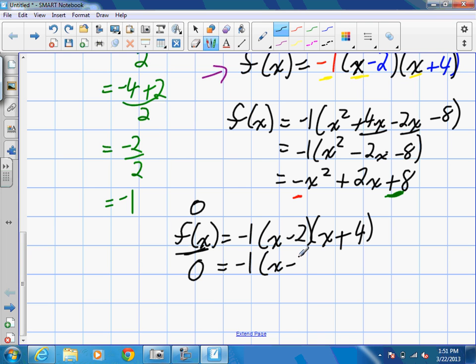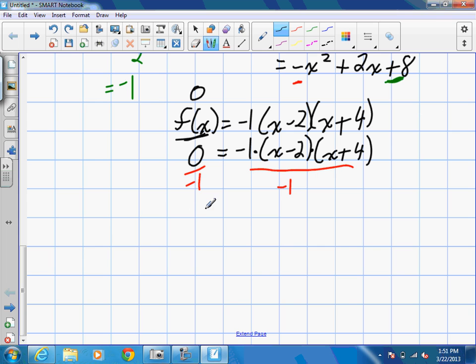And we want to isolate these. We're multiplying these values. Well, I'm going to try to move that negative 1 to the other side, so I divide both sides by negative 1. When I divide 0 by negative 1, what do we get? Just 0. These cancel out. We're left with x minus 2, x plus 4.